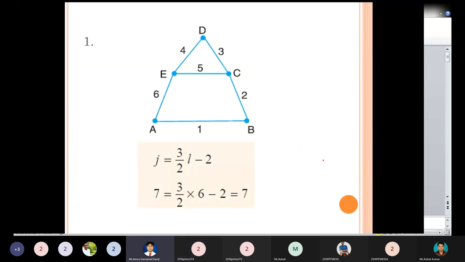Now, all of you take out your notebooks, paper, pen, whatever. Draw this diagram. You're going to tell me how many links are there and how many joints are there. Everybody unmute yourself. You can all talk. You can all give answers. Give me J value and give me L value from this. All of you.